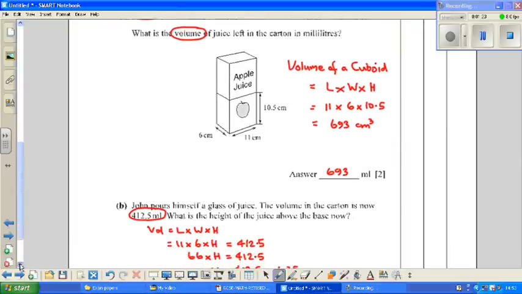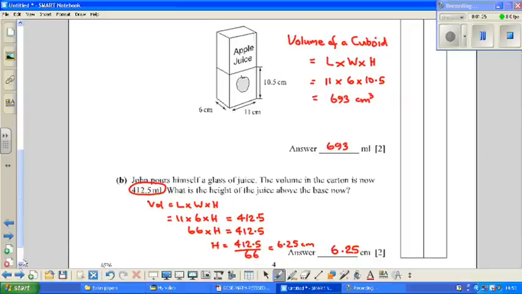Looking down to the second part, part B, this time it tells us that John pours himself some juice. The volume in the carton is now less, it's now 412.5. It's gone down from 693 from what it was. What's the height of the juice above the base now?